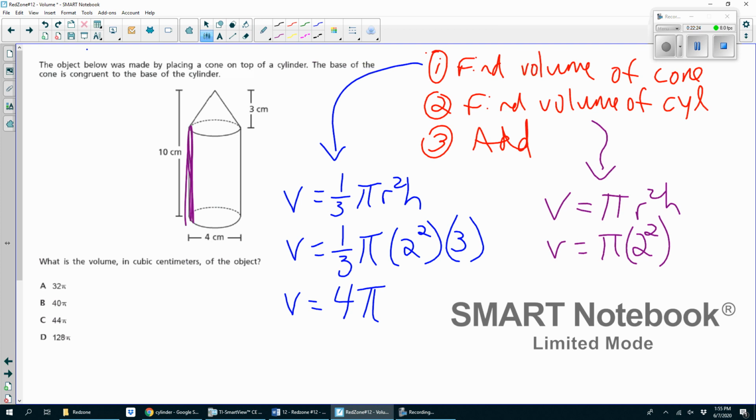10 is not the height of the cylinder. 10 is the height of both shapes together. So how can I figure out how tall the cylinder is? Well, if the entire height is 10, and this little bit here is 3, what's missing from here? 7. So the height of the cylinder is 7.